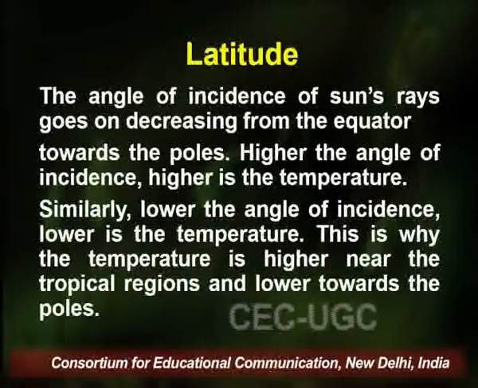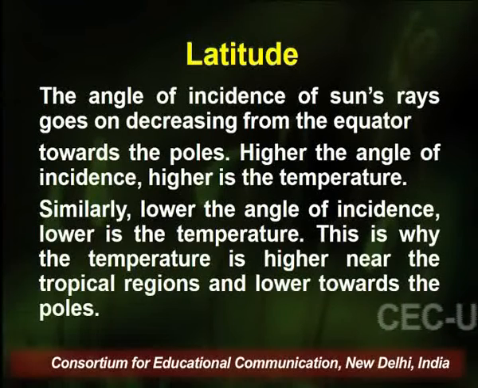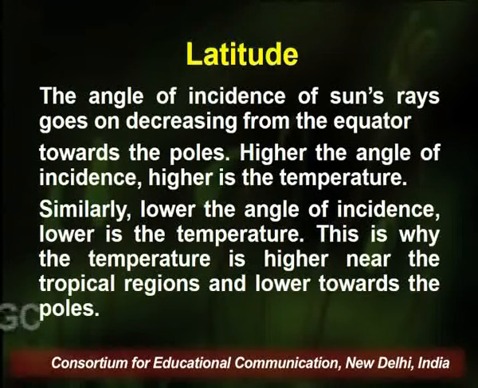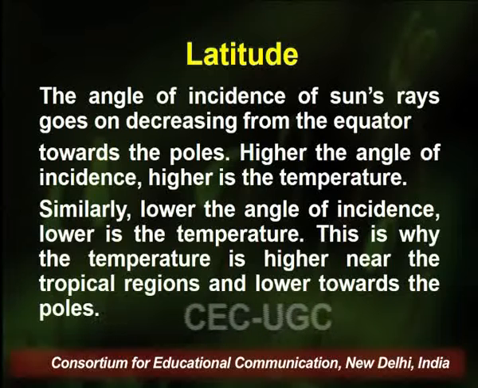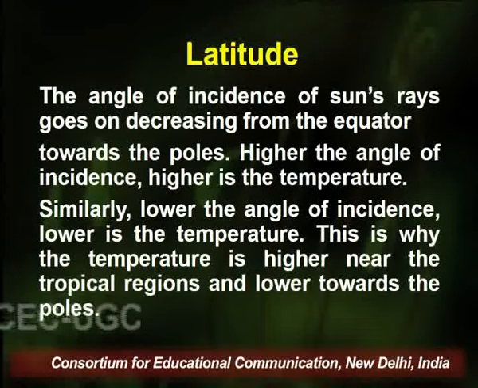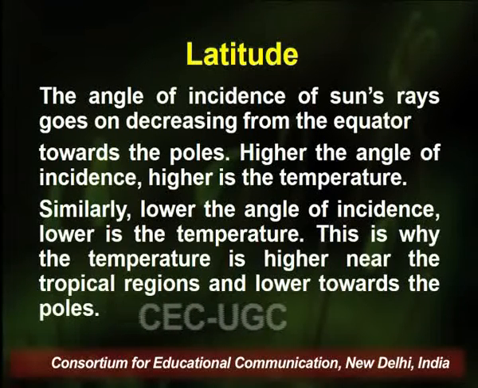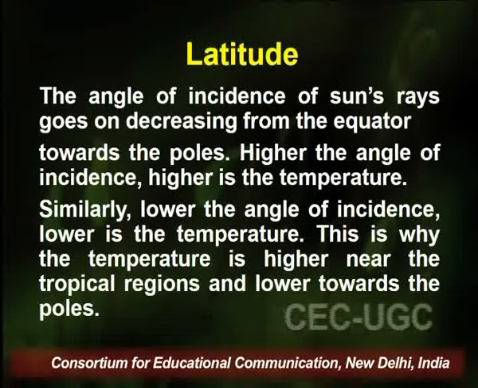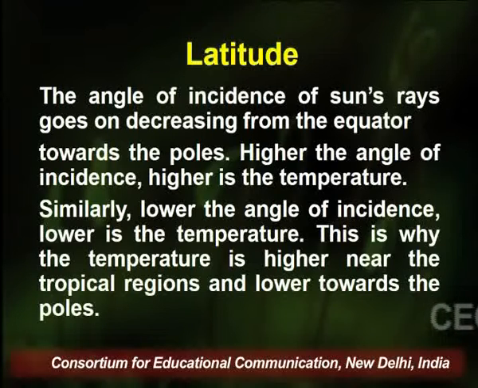In case of latitudes, if we now discuss in detail, the angle of incidence of the sun's rays goes on decreasing from the equator towards the poles. Higher the angle of incidence, higher is the temperature. Similarly, lower the angle of incidence, lower is the temperature. This is why the temperature is higher near the tropical regions and lower towards the poles.